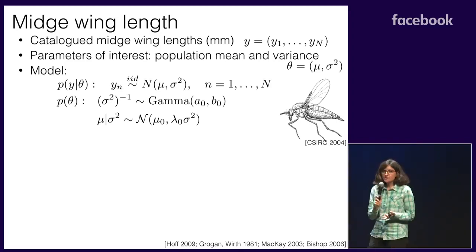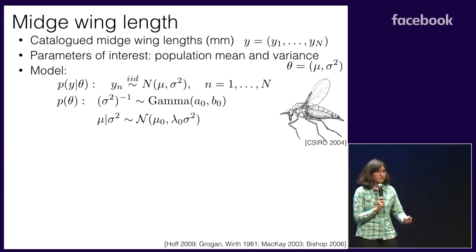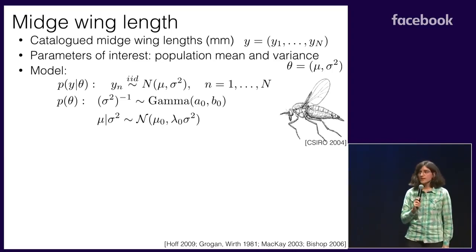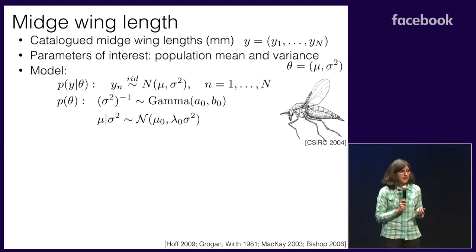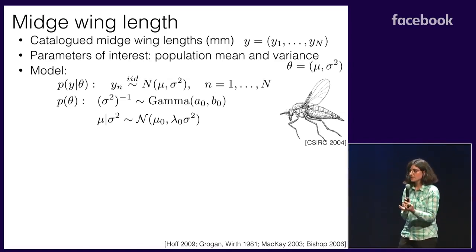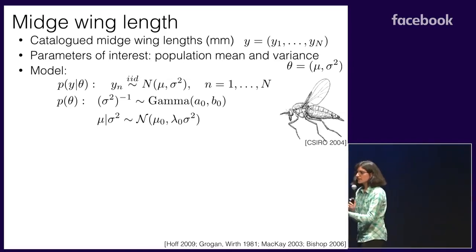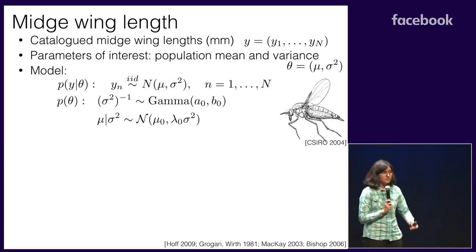A particular conjugate prior that we could choose is an inverse gamma prior for sigma squared, and mu given sigma squared being normal. This is conjugate. What I mean by that is that if I have this prior and I have this likelihood, I can calculate the posterior exactly, and then I know the posterior. I don't have to do any approximation.